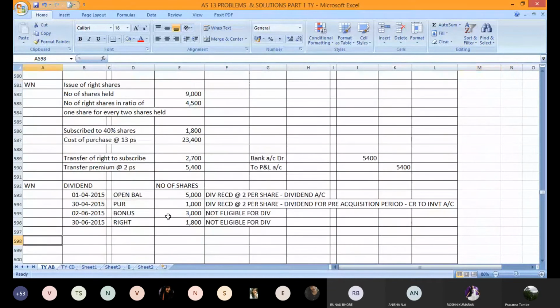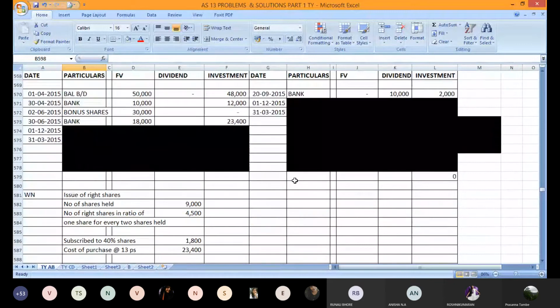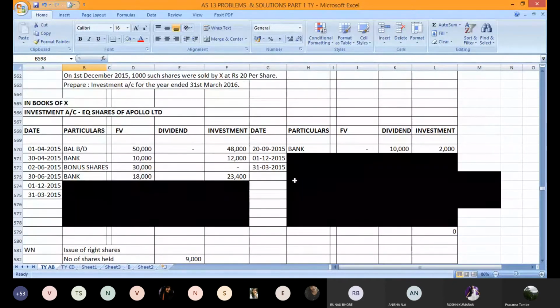Third working note. How many shares are sold? 1,000 shares are sold at 20 rupees per share.